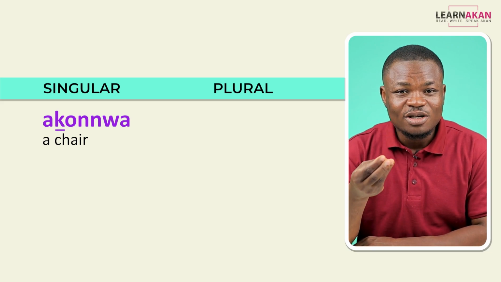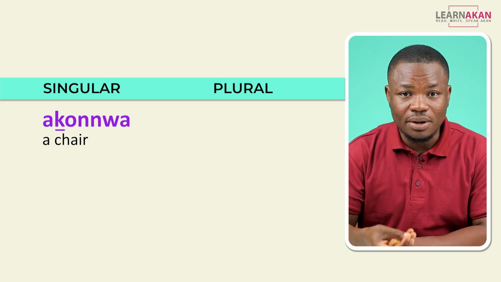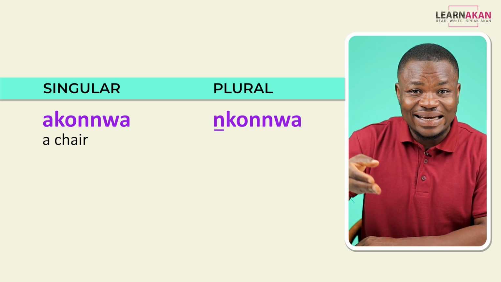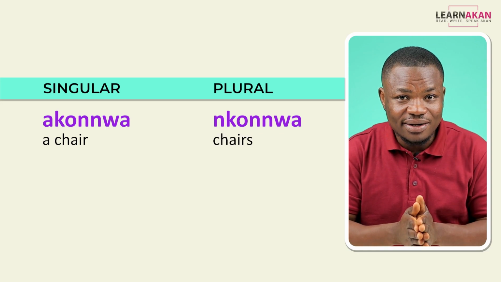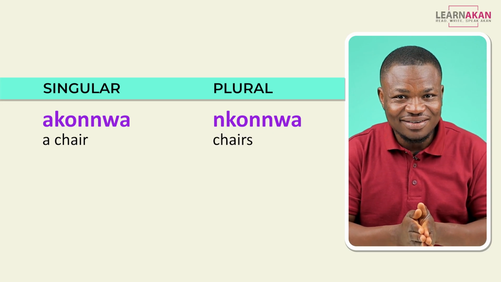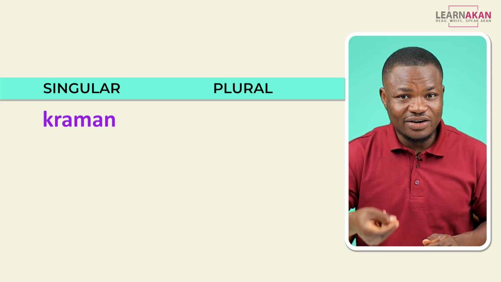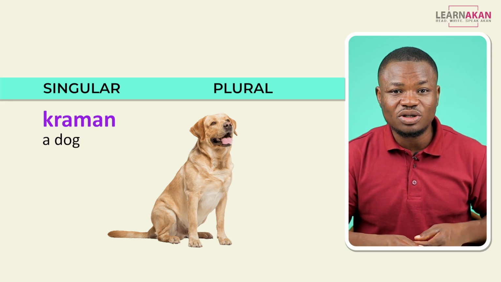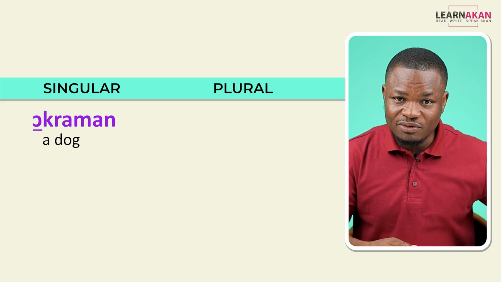All right, so to form its plural, this is neither b, p, nor f. So you simply bring n in front, and we have nkonya. We have kramai, and kramai is a dog. The full word is actually okramai, but again, we don't consider the first vowel.